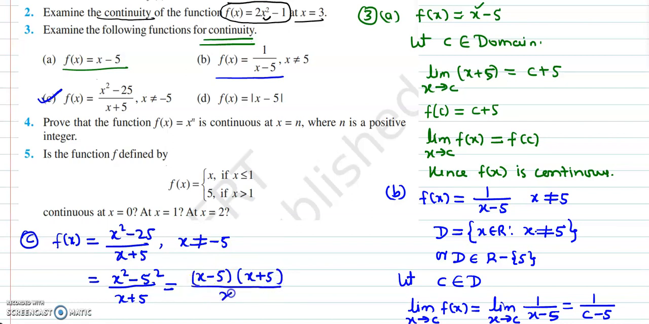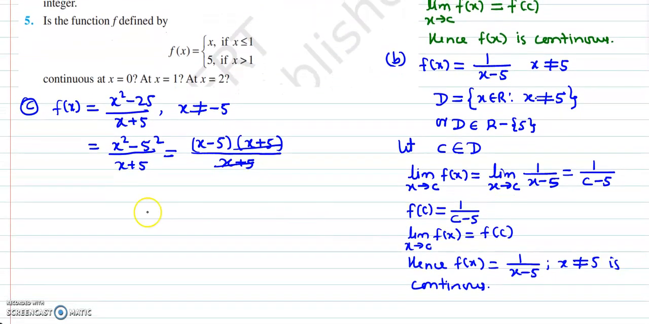And x is not equal to minus 5, so x plus 5 cannot be equal to 0, so we can cancel out x plus 5 as a factor. So finally we are left with f of x equals x minus 5, and the domain of this function is real numbers minus the set containing minus 5. Okay, so let c be any real number belonging to its domain.